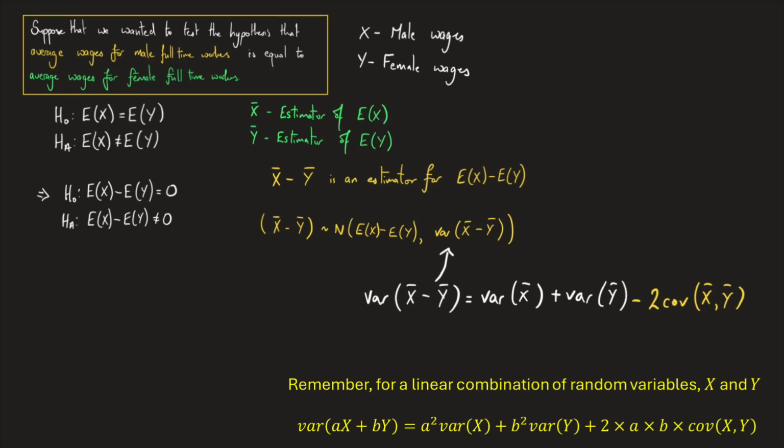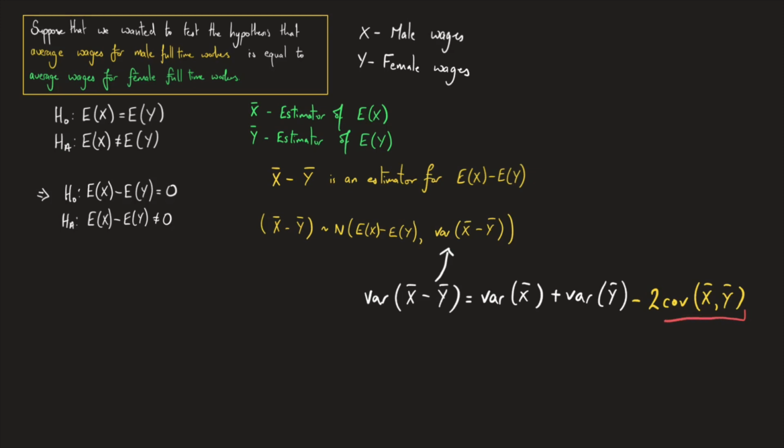Now, we've assumed that the two samples are independent from each other, and if that's true, then the covariance between the sample means is going to be equal to 0. So we can just get rid of that term. In addition, if the observations are independently and identically drawn from the distribution, then the variance of X bar is just equal to the variance of X over n, where n is the number of males in the sample, plus the variance of Y over m, where m is the number of females in the sample.